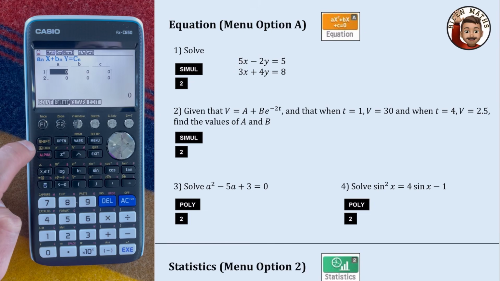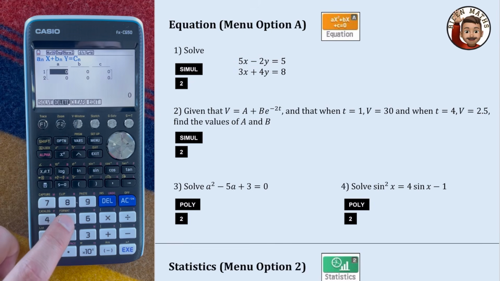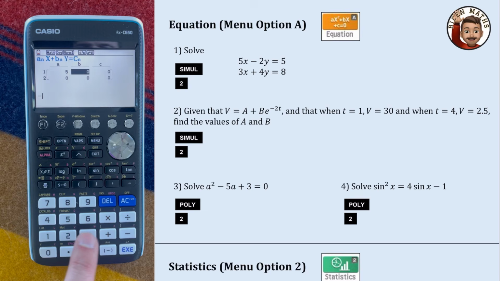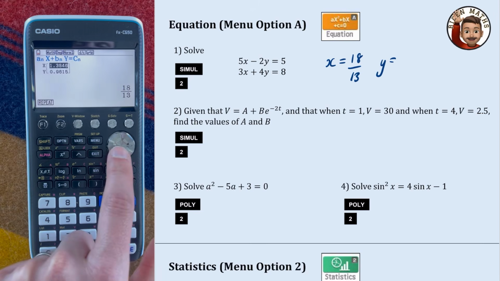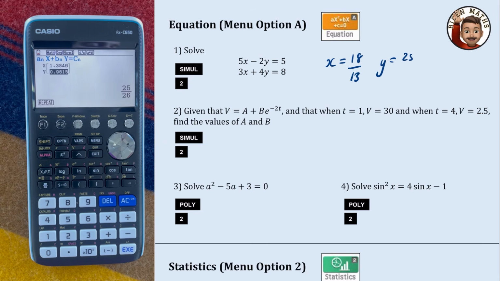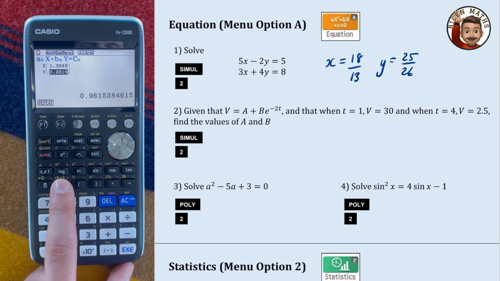So you can imagine what you do. You're just going to type in the coefficients. So for the first one, I'm going to use 5, then -2, and then 5, and then for the second, 3, 4, and 8. When I press execute, it's going to give me the answers for x and y. So it tells me that x is 18 over 13, and that y, if I scroll down, is 25 over 26. And obviously you can press the S-D button and it will take you back and forth between decimal and fraction.